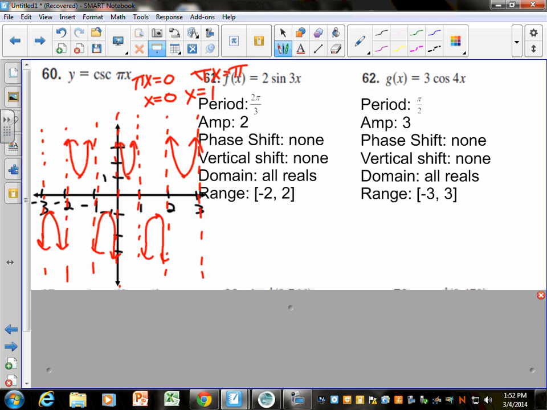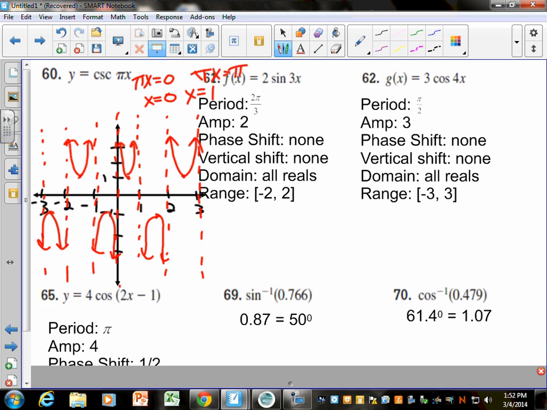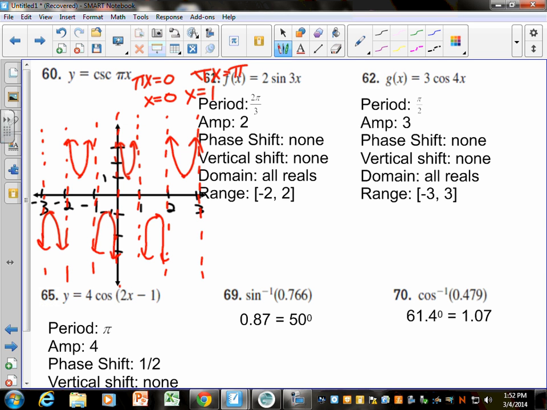From there, 61, 62, and 65, they ask you to list the period, the amplitude, the phase shift, the domain, and the range. They don't ask you for the vertical shift, but I threw that in there because I'm going to ask you for the vertical shift. And remember, the vertical shift is just like the very first one that we did, 54. If there's a number added or subtracted on the outside, then that would be the vertical shift. None of these have a vertical shift, which is why they didn't ask you for it, but I had some numbers written on here. Like, if this had a +3 out here, then the vertical shift would be up 3. If this one had a -2 out here, then the vertical shift would be down 2 units. And we talked about that.